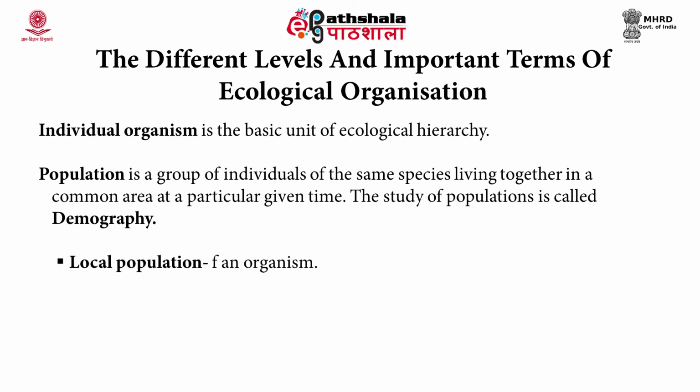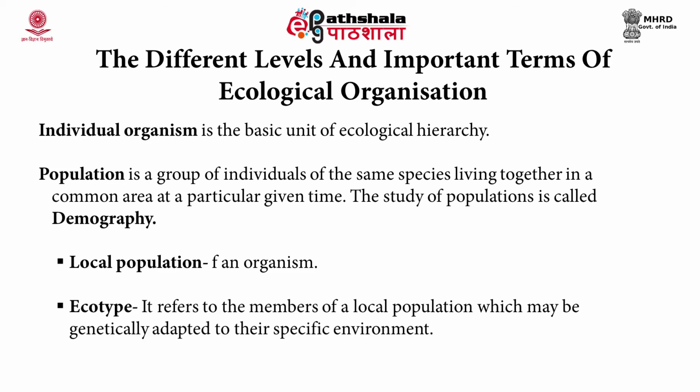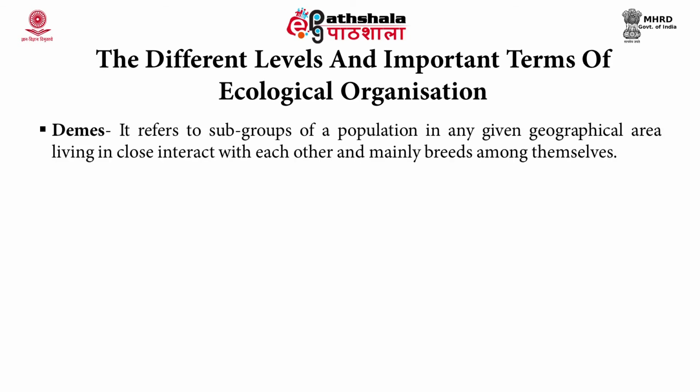We have local population, which refers to the different populations of the same kind of organisms. Ecotype, which refers to the members of the local population which may be genetically adapted to their specific environment. Demes, which refers to the subgroup of the population in any given geographical area living in close interaction with each other and mainly breed among themselves.